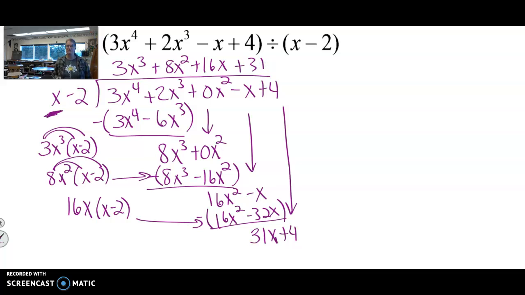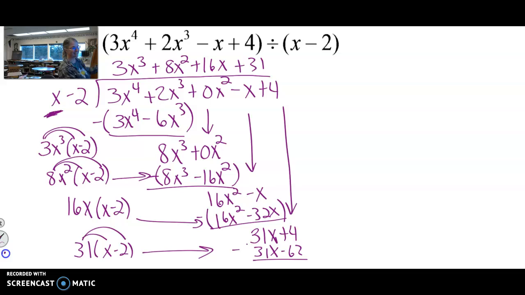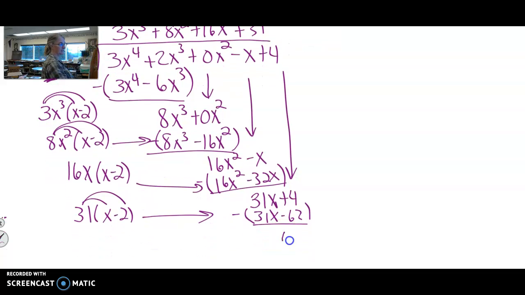So put that in the quotient, and then we're going to multiply 31 times x minus 2, and you put that result down here. 31 times x is 31x. 31 times the negative 2 is going to be negative 62, and subtract. All right, so you end up adding the 62 because it's minus a negative, and that results in 66. This is my remainder because x will not go into that anymore.